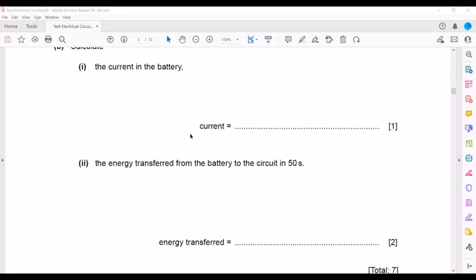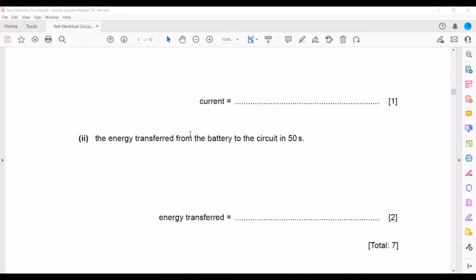The last part, energy transfer from a battery in 50 seconds. The formula for energy transfer: energy is equal to voltage times current times time, or power times time. The total voltage of the supply is 12. The total current is 1.2, and the time is 50 seconds. So we multiply all of them, which is VIT, and this gives us 720 joules.